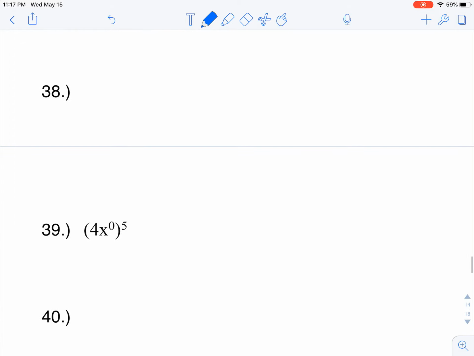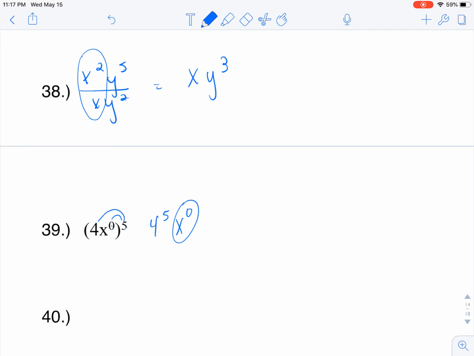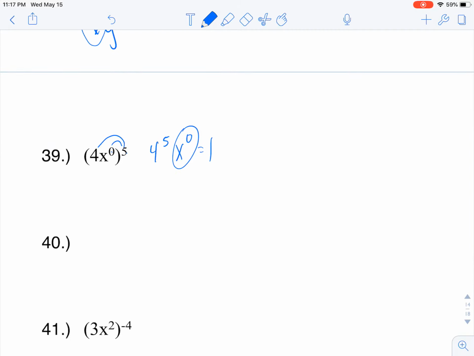All right, 38. So my original problem was this. Start with the x's. When we divide, we subtract. So I'm left with just x because 2 minus 1. And then we'd have 5 minus 2, which is to the 3rd. Again, the 5 gets distributed, so 4 to the 5th, and then power to a power, you multiply. So x to the 0, or anything to the 0, is just 1. So this would just be 4 to the 5th, which is 1,024, times 1. So that just gives me 1,024.